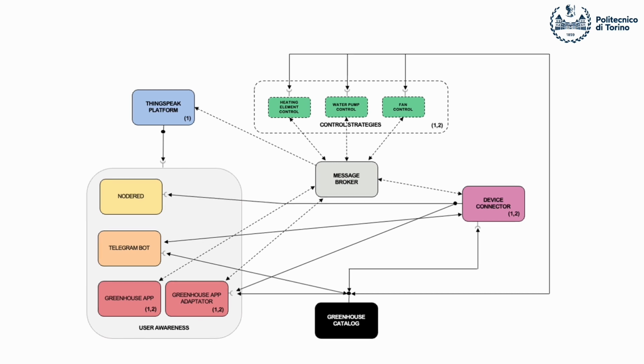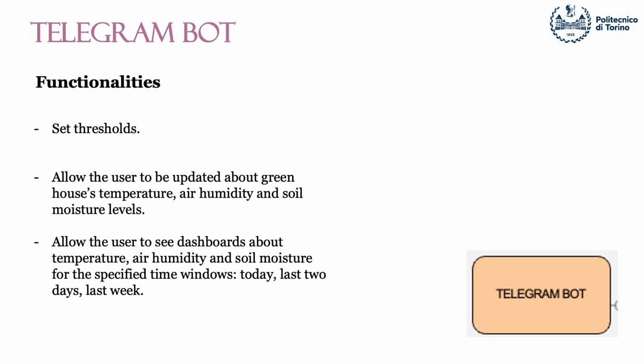To improve the user interface, a Telegram bot has been implemented. In particular, the user can use the bot to set the temperature, humidity, and soil moisture thresholds. The user can be updated about the greenhouse parameters and also retrieve a dashboard to get an overview in the specified interval of time. 3 time windows are available: today, last 2 days, and last week.